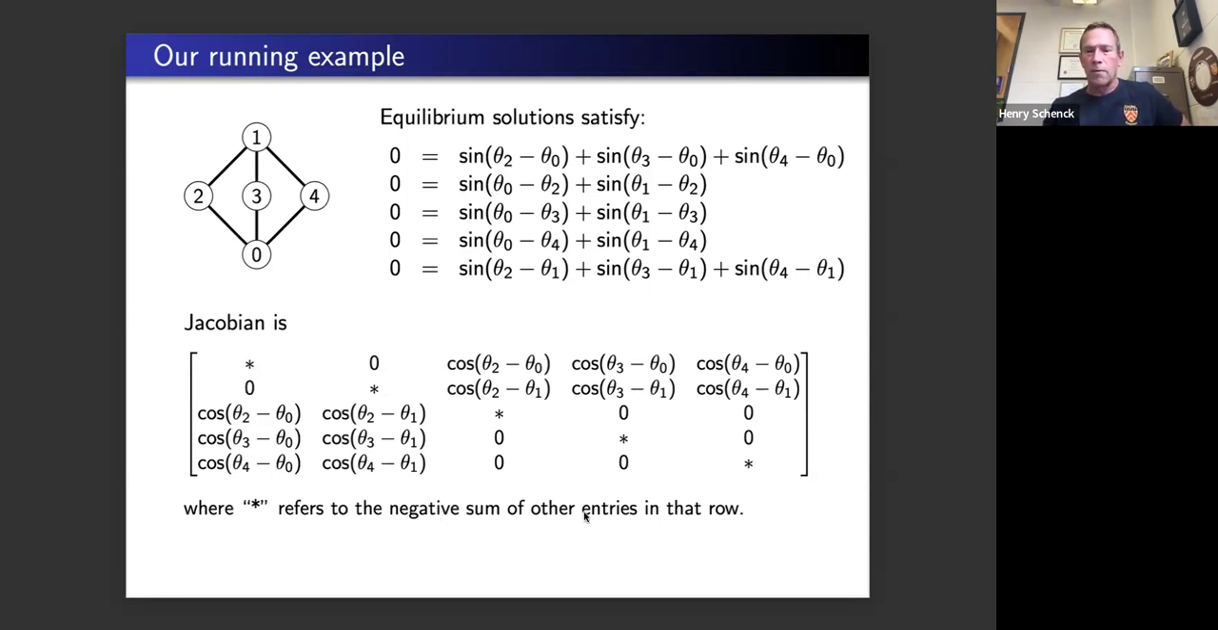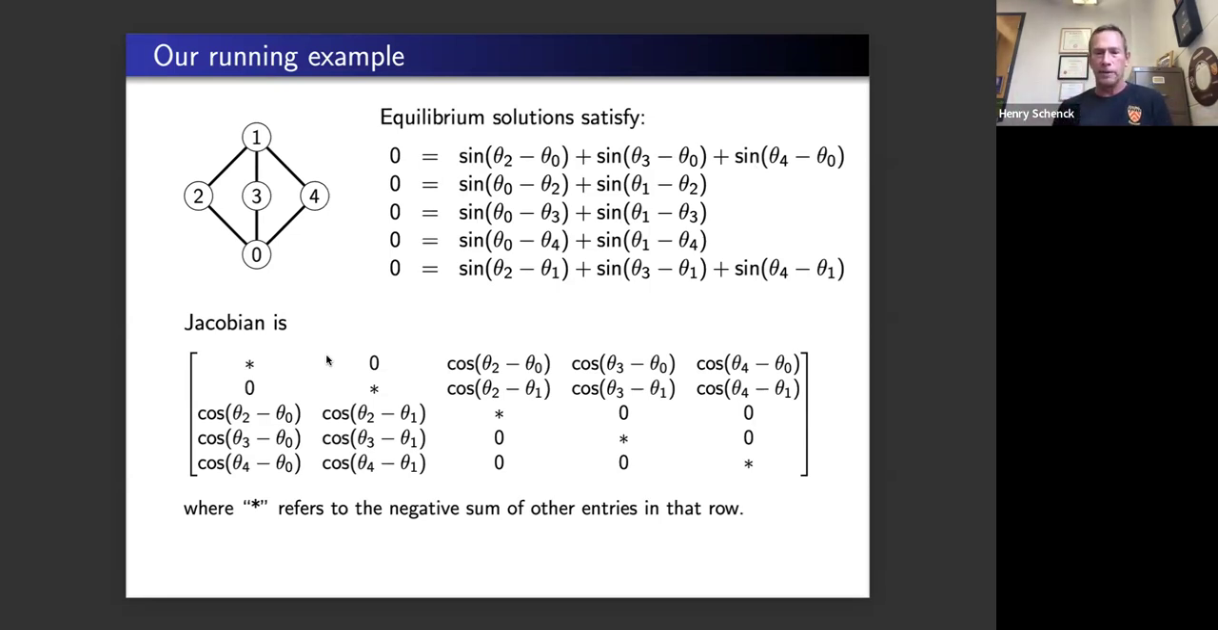It's just the negative sum of the other entries in that row, and it's because when we differentiate, for example, that first equation with respect to theta 0, I get all those sines, but they're turned into cosines, and because my theta 0 has a negative, I've got a negative there. And this immediately tells us why we have a 0 eigenvalue, because visibly our rows sum to 0. So we can easily see that all the rows sum to 0.